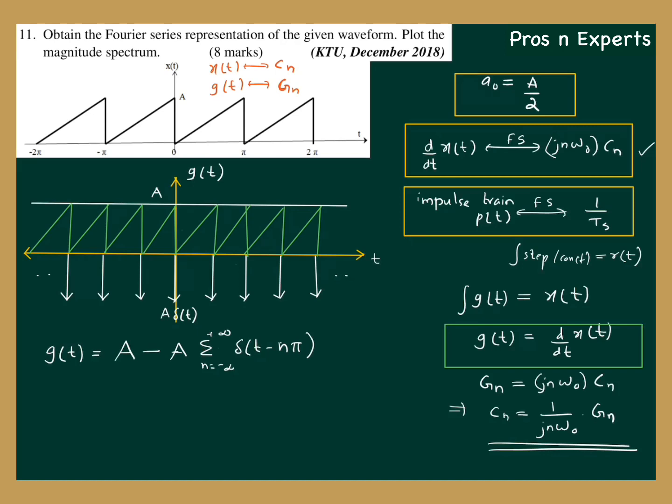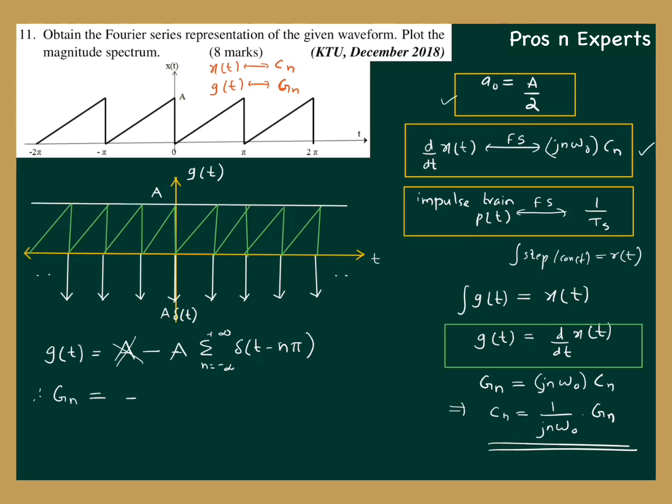From this expression, we need to find out Gn. Once Gn is obtained, this equation will give you Cn. Okay, so what is Gn? Gn is equal to this DC term. This DC term will contribute A0, which we have already found out, A0 equal to A by 2. Now we can simply neglect this A, because we have already found out the DC component A0.